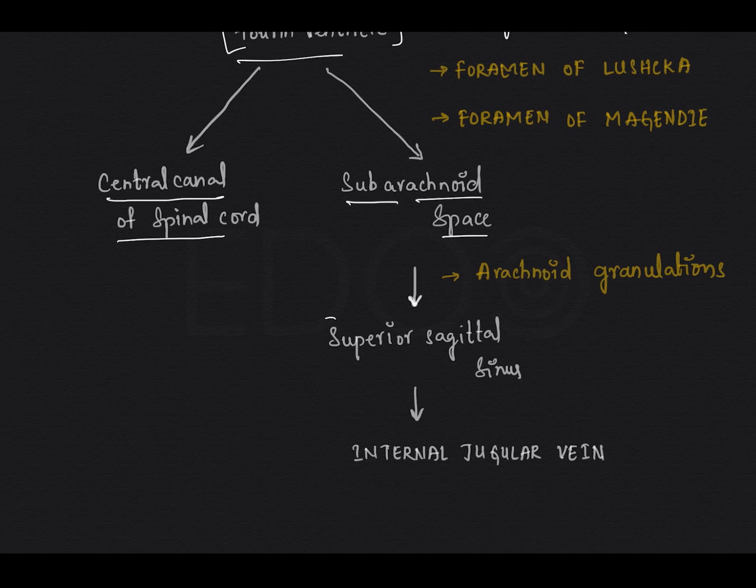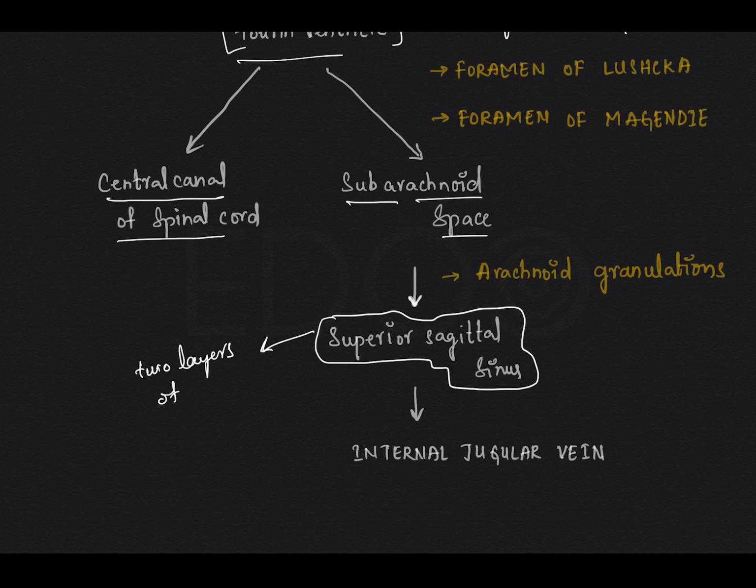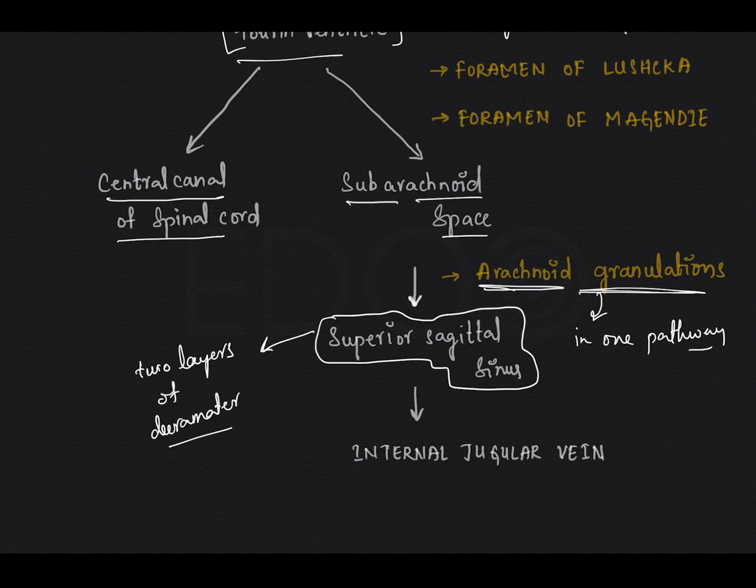Then from the subarachnoid space, it is drained into superior sagittal sinus, which is the dural sinus, which is formed in between two layers of dura mater, which is periosteal and meningeal layers of dura mater, and it is drained by the help of arachnoid granulations. So it only allows CSF in one pathway, that is from subarachnoid space into dural venous sinuses. And then from the superior sagittal sinus, it drains into internal jugular vein.